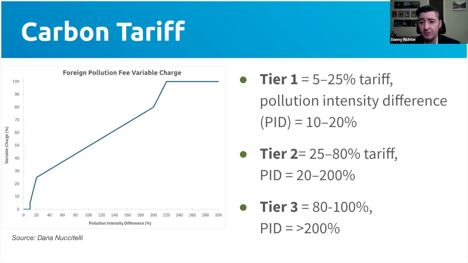Tier two is for a pollution intensity difference of 20 to 200%, and they get a tariff rate of 25 to 80%. And tier three is for a pollution intensity difference greater than 200%. So you subtract the US pollution intensity and you have a remainder of over 200%, and they have a tariff rate of between 80 and 100%. And this graph on the left, this was produced by Dana Nuccitelli, and this is our estimation of how that might actually look. So that's the variable charge on the y-axis, the pollution intensity difference here on the x-axis. So that's what it is.